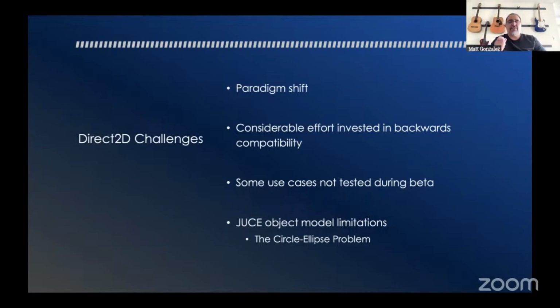And some of this, I think, was due to limitations in the JUCE object model, where it wasn't necessarily intended for this purpose. And I'm going to diverge for a second. I'm going to talk about the circle ellipse problem, which if there are any C++ developers, you've probably heard of this already if you spent any time reading the C++ FAQ, but I'm going to just review that briefly.